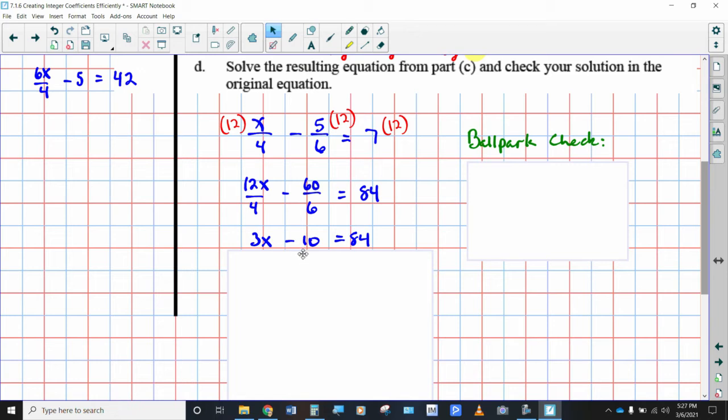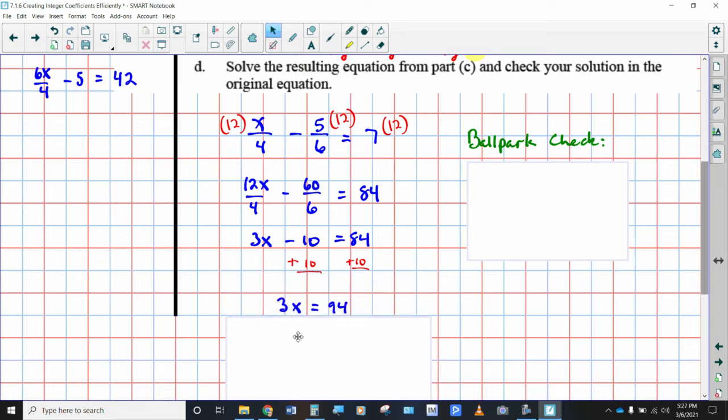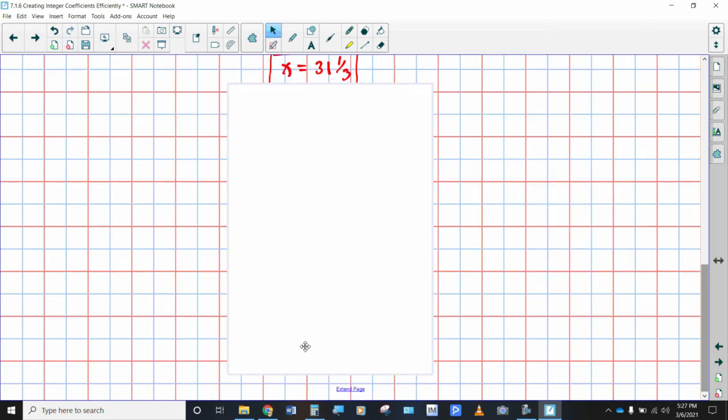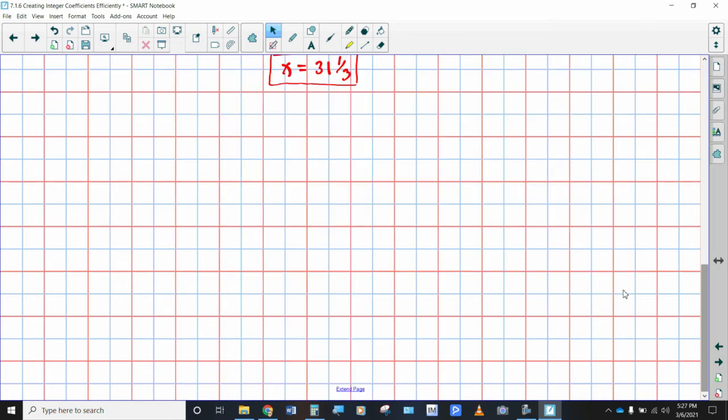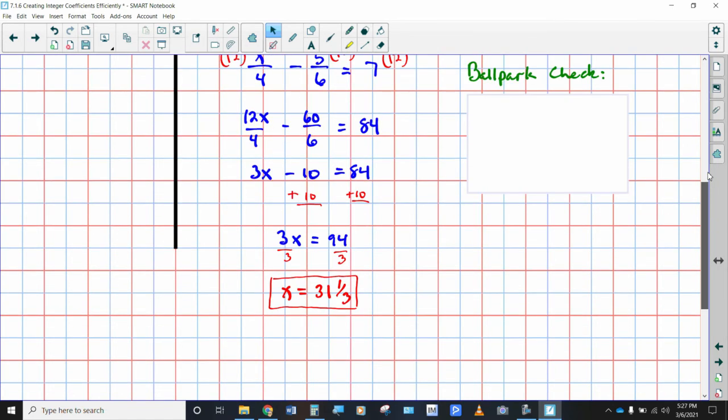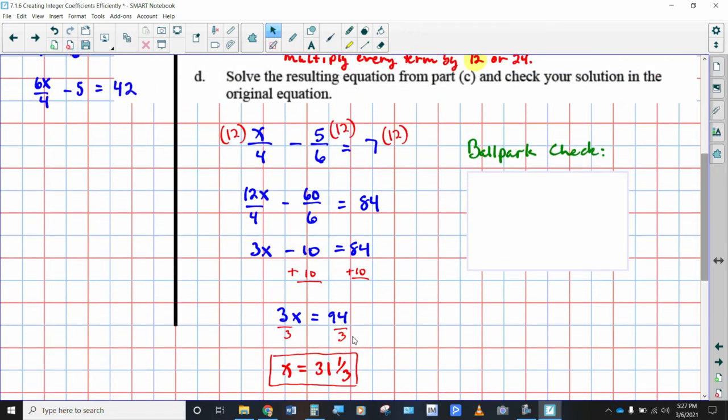Okay, so we're going to add 10 to each side, because remember, 3x minus 10 is 84. I want to know what the 3x's were before I took away the 10. They must have been 94, because 94 minus 10 is 84. So if 3x's is equal to 94, what do you multiply times 3 to give you 94? Well, take 94 and divide it by 3, and you'll find out, it turns out it gives you a repeating decimal. Or if you wanted to write it in fractional form, you could say 31 and 1/3.